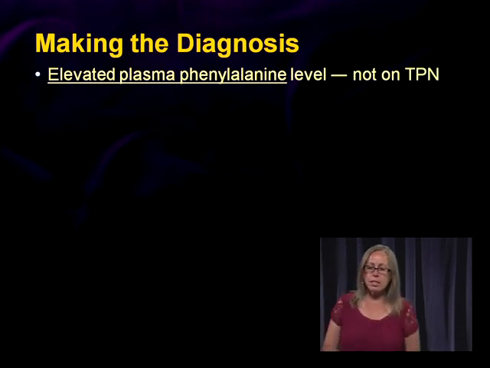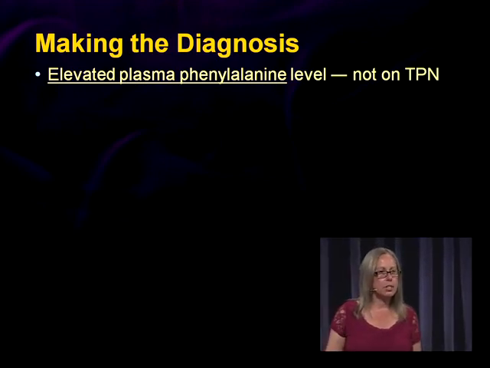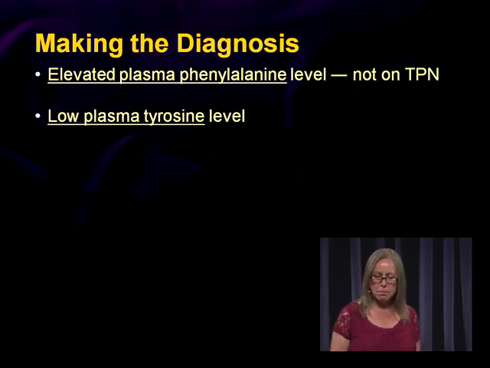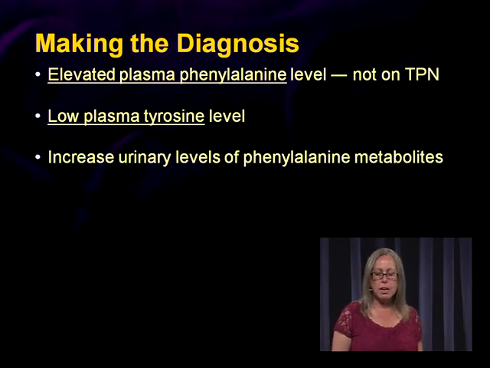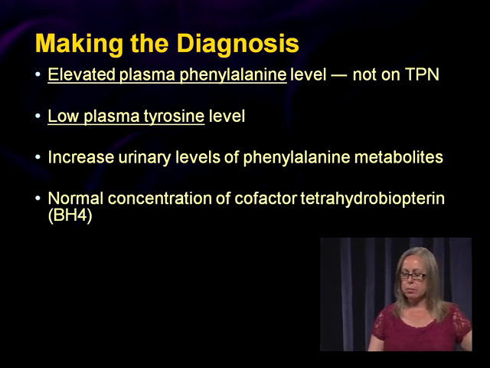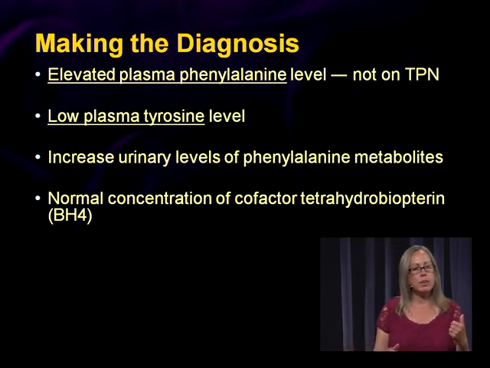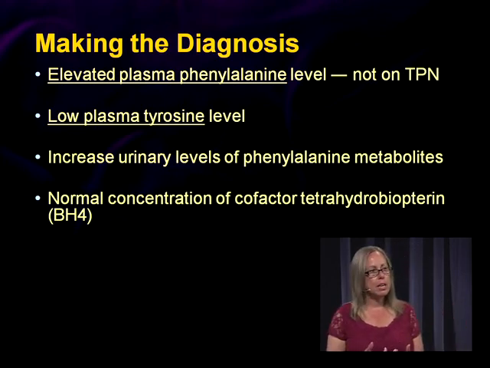So to make the diagnosis, you need an elevated plasma phenylalanine level, and the baby cannot be on TPN because that's going to skew what amino acids are going in. And then you have a low plasma tyrosine level. You also look in the urine, and you can find elevated levels of phenylalanine metabolites. And you should also look at tetrahydrobiopterin levels because you need that cofactor to make phenylalanine hydroxylase work. So if you have a deficiency of tetrahydrobiopterin, you'll look like you have PKU.